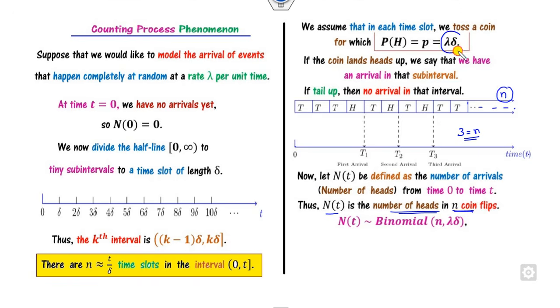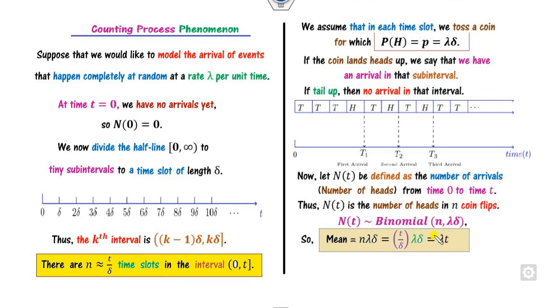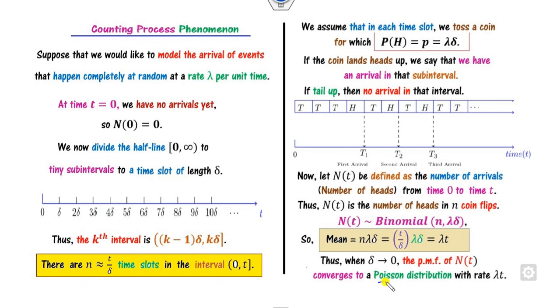Since p is my probability here and n is finite, it follows the binomial distribution. So what is the mean of this binomial distribution? We all know that the mean is np, or you can say this is n times lambda delta. So I can substitute the value of n here, and you will see this is my lambda t. As delta approaches 0, that means this length is very small, it means n goes to infinity. Once n goes to infinity, it follows the Poisson distribution with the lambda rate.